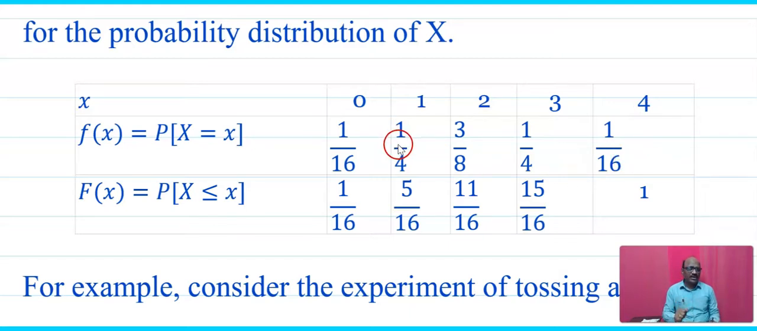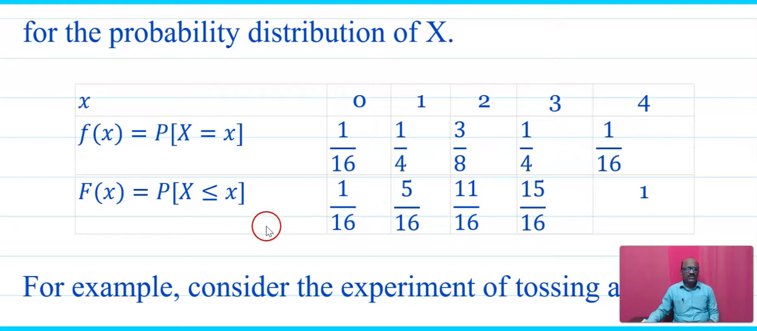But what about 1 head? 1 head you will get 4 times. Okay, and in this way 2 heads and 3 heads. 3 heads you will get again 4 times. And what about here? If you multiply the numerator and denominator by 2, then you will get 6 upon 16. That is, 2 heads you will get 6 times. And in this way you can construct this table.